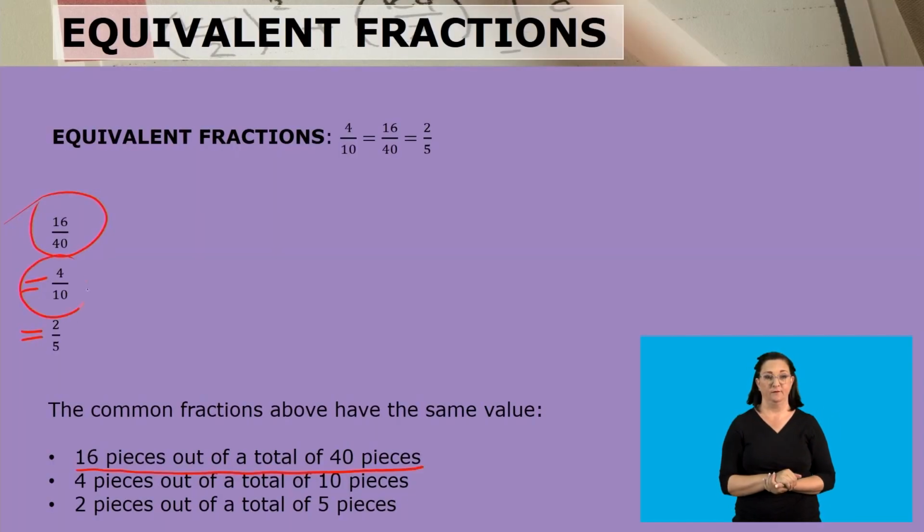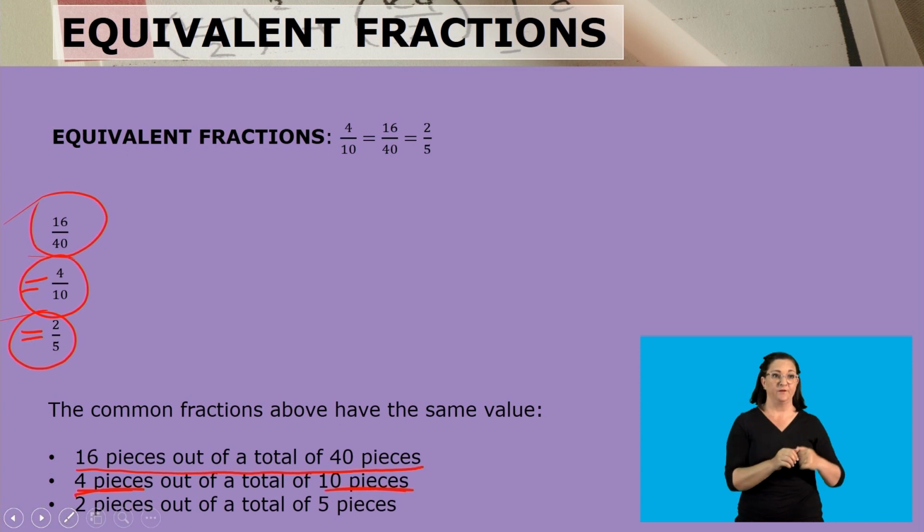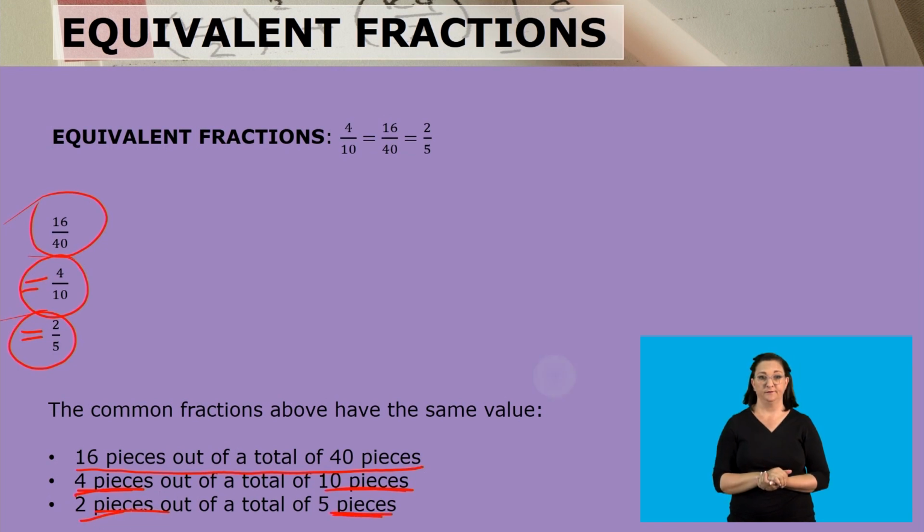What does it mean for the next one? 4/10. Again, it means the same thing. We have 4 pieces out of a total of 10 pieces. And then, since they are all equal to 2/5, this also means that we have just 2 pieces out of a total of 5 pieces, right? So all of them are equal. They all mean the same thing. It is part of the whole.